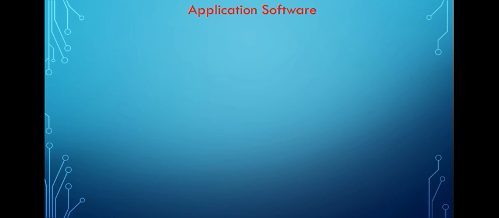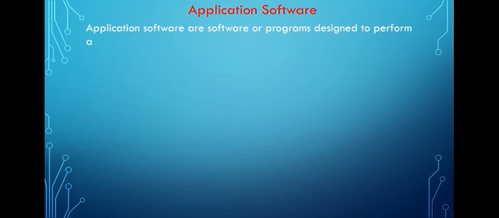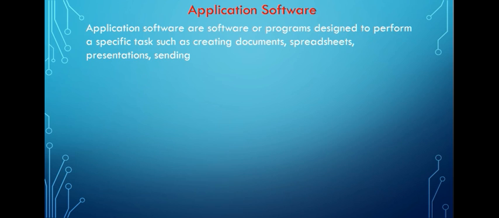Application software. Application software are software or programs designed to perform a specific task such as creating documents, spreadsheets, presentations, sending emails, browsing the internet, etc. Now these softwares perform a particular type of task.